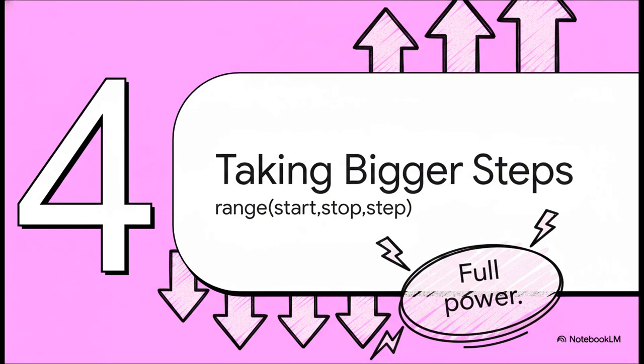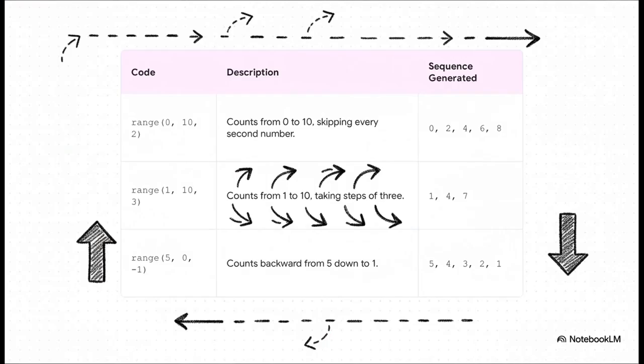We know how to set the start, we know how to set the stop, but what if we want to count by 2s or 3s? Or what if we want to, get this, count backwards? This is where range gives you absolute, total power. This third number you can add is called the step. Check out the first example. A step of 2 gives us all the even numbers. The second one, with a step of 3, jumps from 1 to 4 to 7.